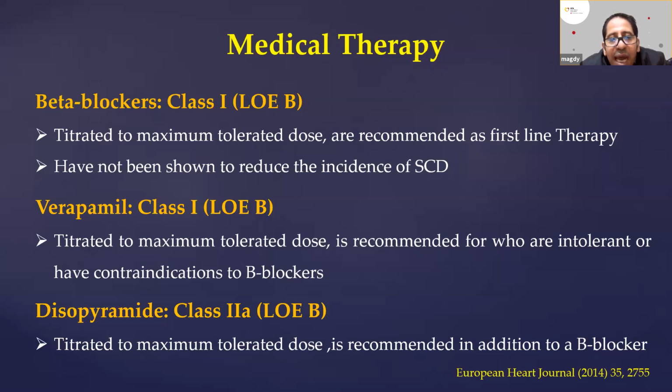Disopyramide is considered a class 2A recommendation. It has a negative inotropic effect, so it decreases the obstruction. Titrated to maximum tolerated doses, it is recommended in addition to beta blocker in patients who have symptoms not controlled with beta blockers alone.